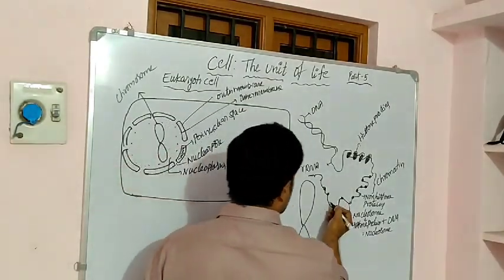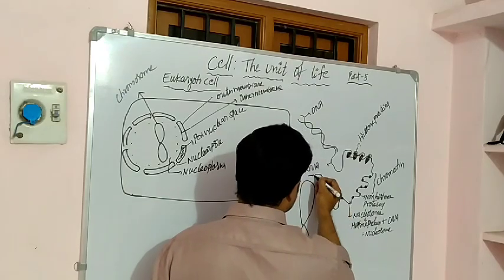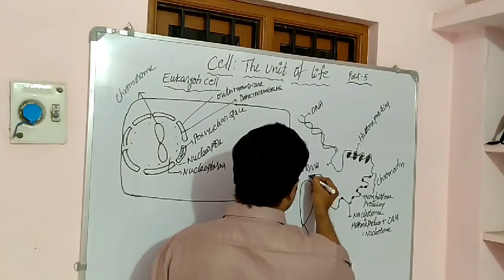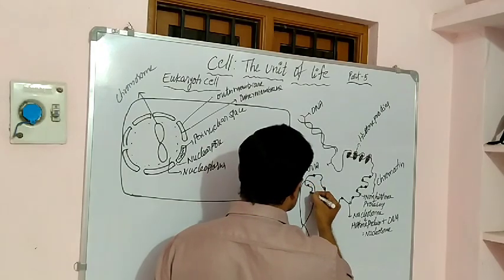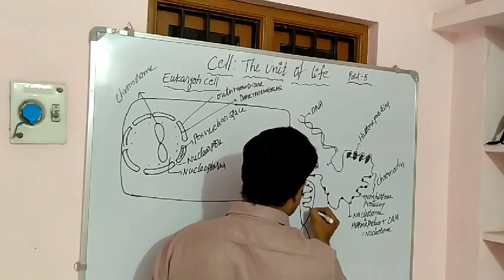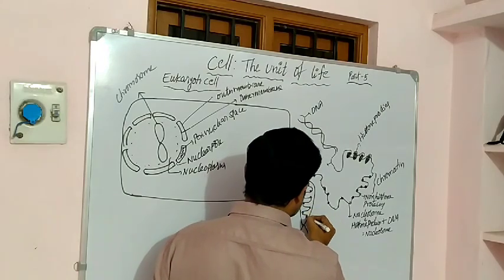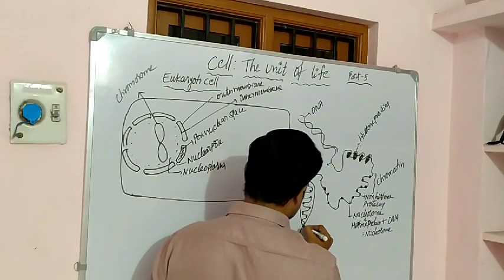This portion of the chromatin enters into the chromosomes like this. So here the chromosome condensation will start.